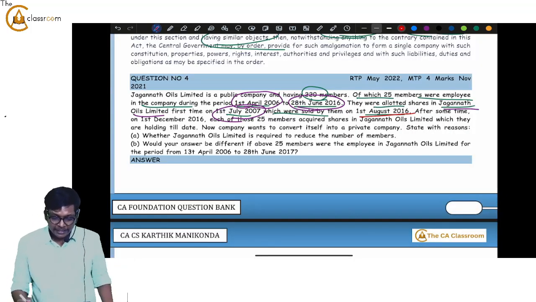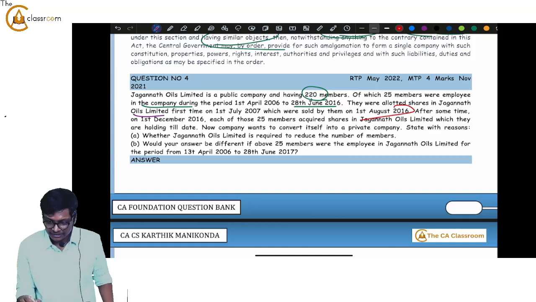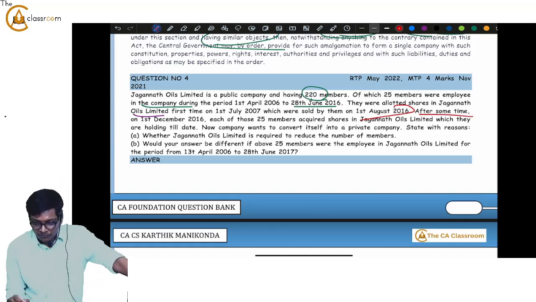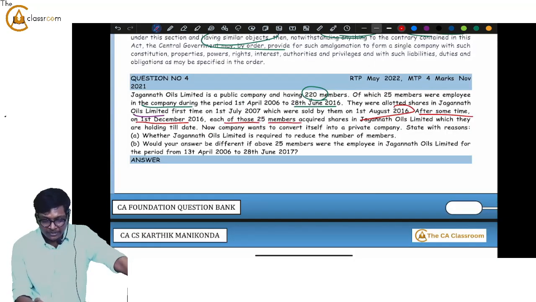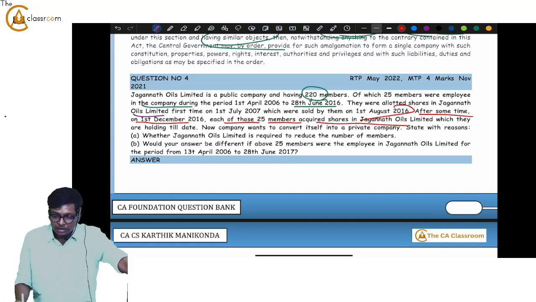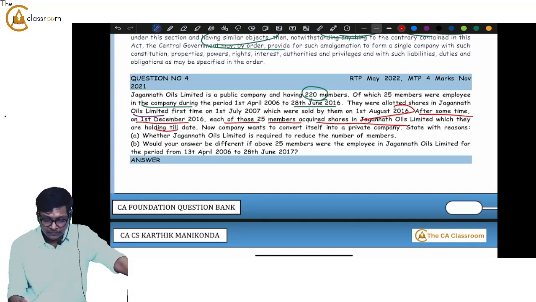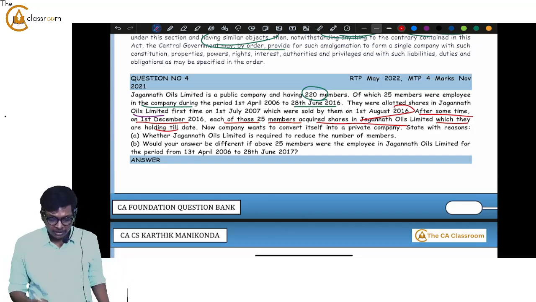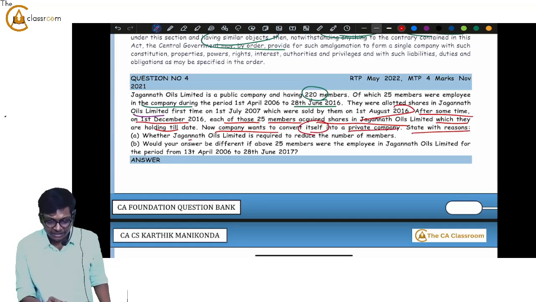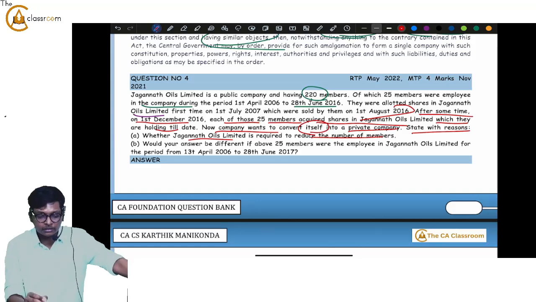Okay. Each of those 25 members has acquired shares in Jagannath. Have you understood, guys? We have read till here, until 1st August. After some time, on 1st December 2016, each of those 25 members acquired shares in Jagannath Oils Limited, which they are holding till date. The shares bought afterwards, they are holding till date. Okay. Now the company wants to convert itself to a private company. State with reasons whether Jagannath Oil is required to reduce the number of members.